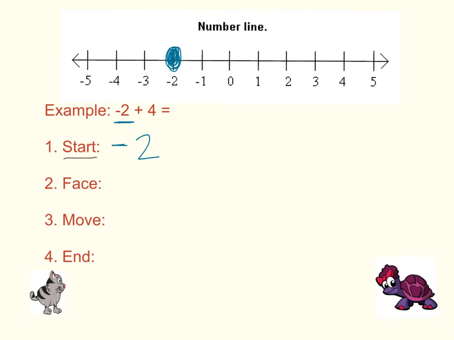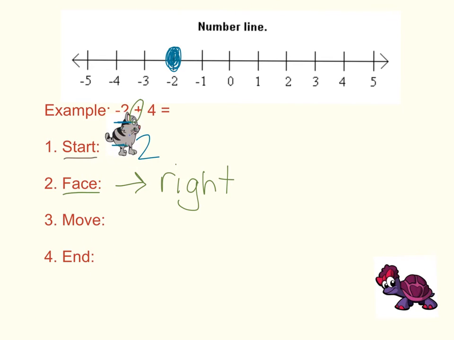Now we need to decide which way we're going to face. It's an addition problem, so we're going to face right. Again, I'm going to use my kitty cat. So the kitty cat's on -2, facing right. Now we need to decide which way our cat is going to move. Let's look at our rules for how to move. Now we need to look at the next number.